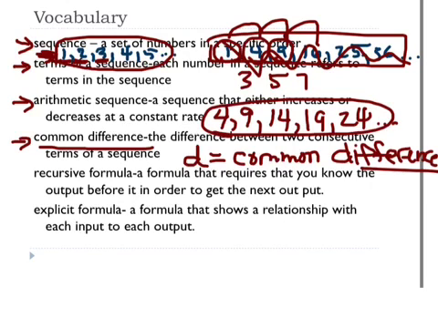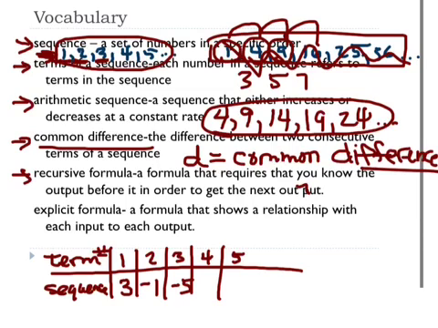So there are two ways of looking at formulas in general. A recursive formula is a formula that requires that you know the output before it in order to get the next output. So for instance, and this should be one word, my bad. For instance, look down here at this chart. Let's say we were going to look at this sequence in reference to the terms here. So here are the terms listed up at the top, term 1, 2, 3, 4, and 5. The first term is 3, the second term is -1, the next term is -5.